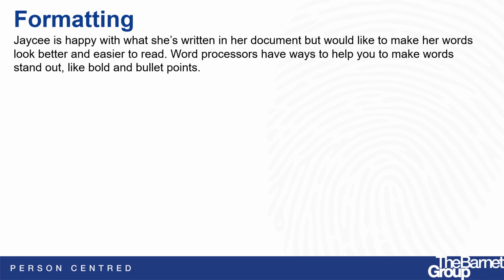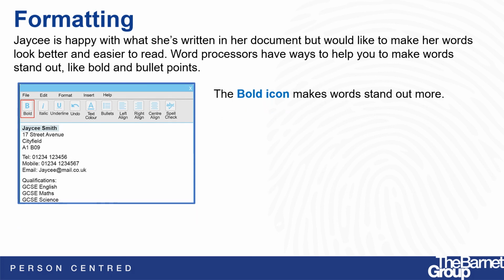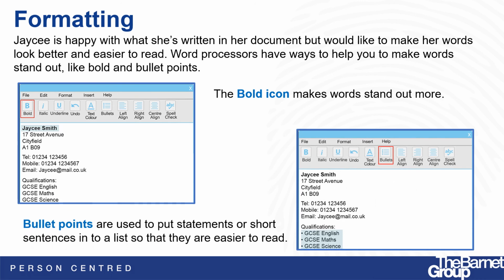Formatting. JC is happy with what she's written in her document, but would like to make her words look better and easier to read. Word processors have ways to help you make words stand out, like bold and bullet points. The bold icon makes words stand out more. Bullet points are used to put statements or short sentences into a list so that they're easy to read.